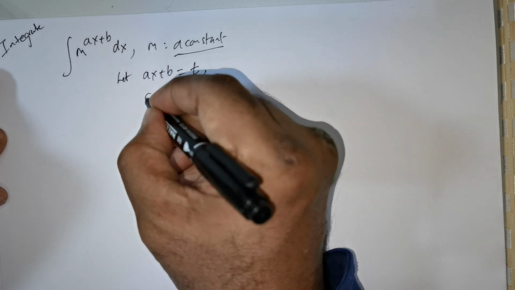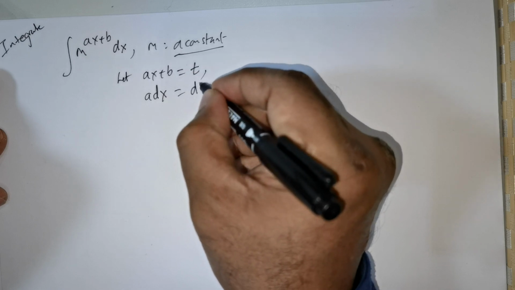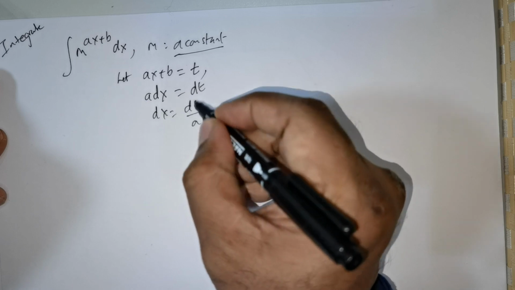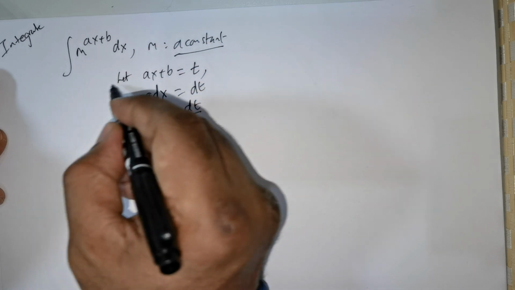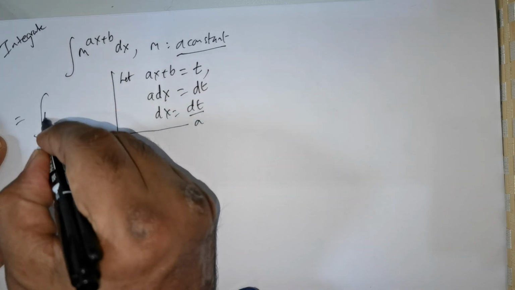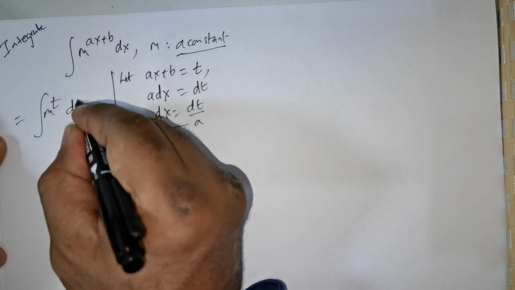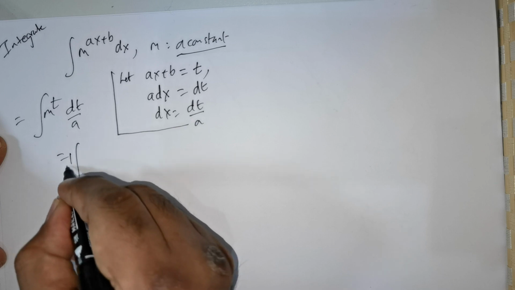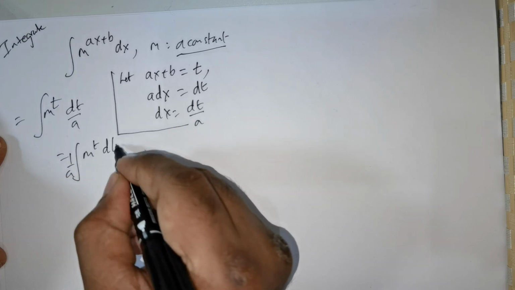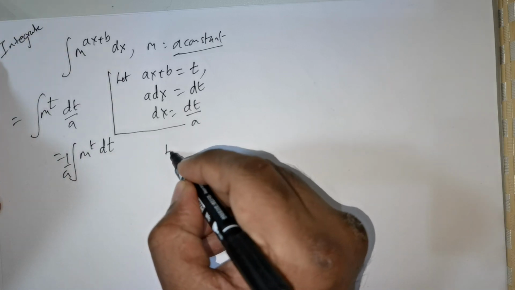Differential of a times x would give me a into dx, differential of b is 0, differential of t is dt. So dx can be rewritten as dt over a. So this integral is rewritten as integral m raised to the power of t, in place of dx it's going to be dt over a. I would like to rewrite this as 1 over a times the integral m raised to the power of t times dt.